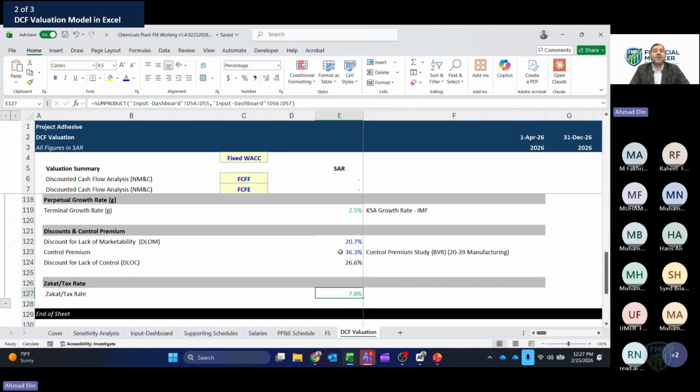For the zakat and tax rate, we have the shareholding of the company, like the company has 70% foreign shareholding and 30% local shareholding. In Saudi Arabia, on local shareholding we have 2.5% zakat, and on foreign shareholding we have a 20% tax. So we get the effective tax or zakat rate.